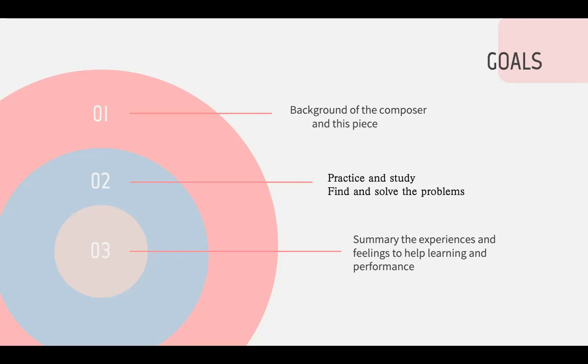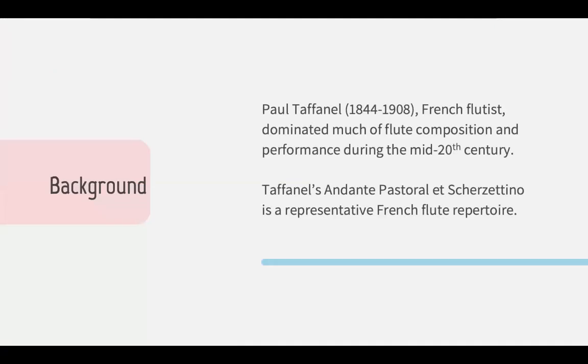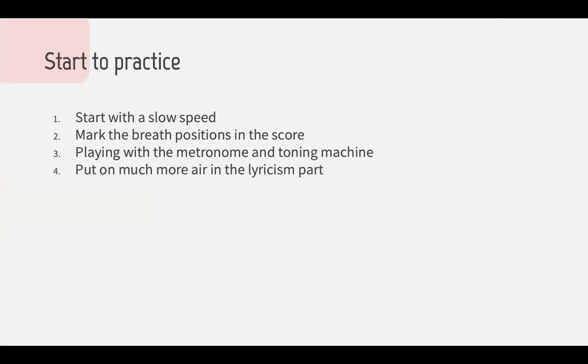So let's move on to the background of the composition. The composer, Paul Taffanel, 1844 to 1908, was a French flutist of the late 19th century. He dominated much of flute composition and performance. This piece, Andante et Scherzettino, is a representative French repertoire, and through it I have learned some other pieces of Taffanel. Then I started to practice.